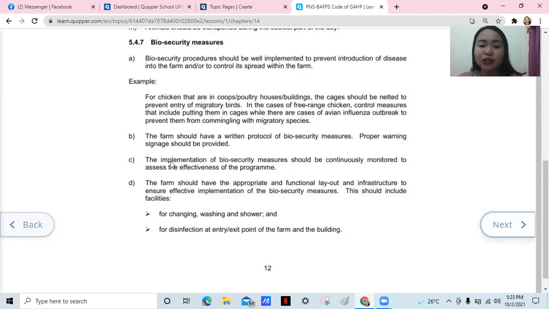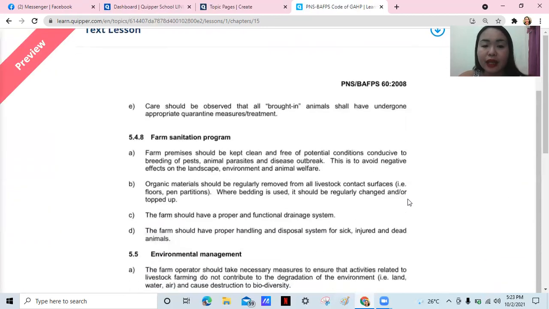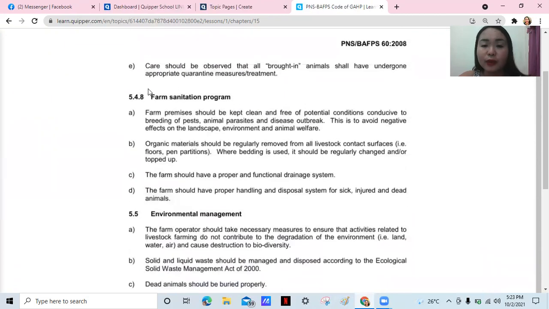Proper warning signage should be provided, and the implementation of biosecurity measures should be continuously monitored to assess the effectiveness of the program. And the farm should have the appropriate and functional layout and infrastructure to ensure effective implementation of the biosecurity measures. That would include facilities for changing, washing, and shower. So, it is really important to have water. And for disinfection of entry or exit point of the farm or of the building. And care should be observed that all brought-in animals shall have undergone appropriate quarantine measures or treatment.